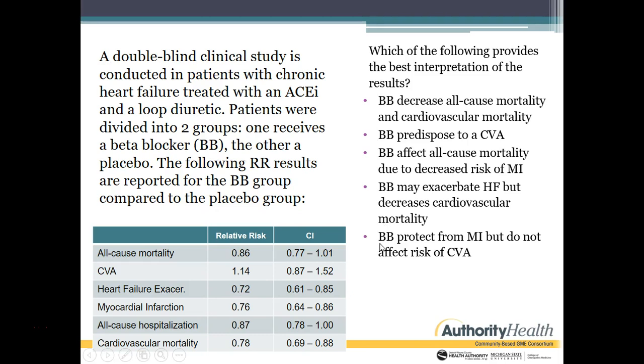The last one, beta blockers protect from MI but do not affect risk of stroke. So let's look at MI. There's definitely a decreased risk. And when we look at the confidence interval, we see that it does not cross 1, so that is statistically significant. So they do protect from MI, but they do not affect the risk of CVA, so we'll look to see if that's true. And here we see our confidence interval indicates it is not a significant finding, so this is in fact the correct choice.